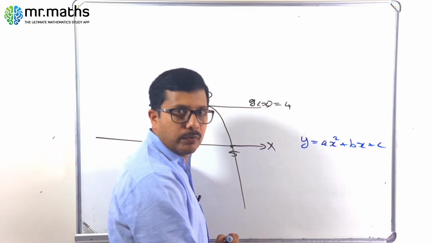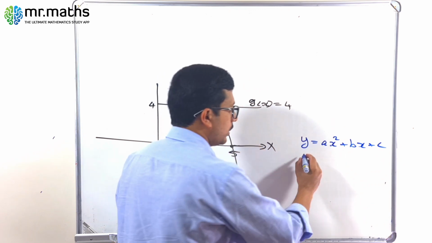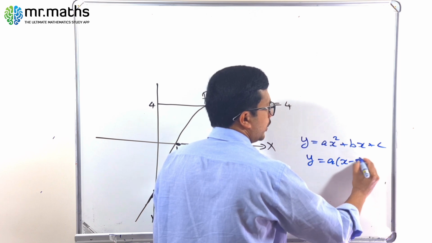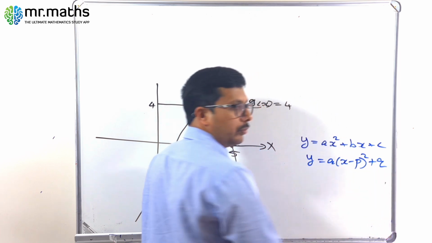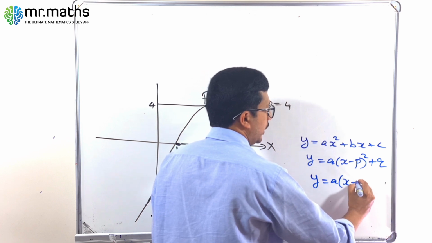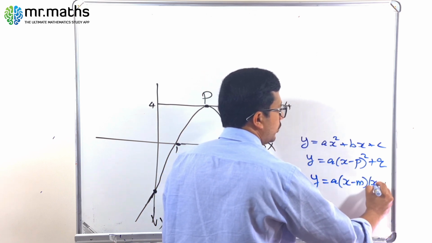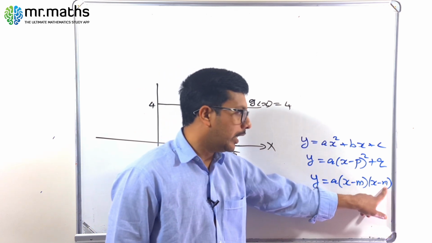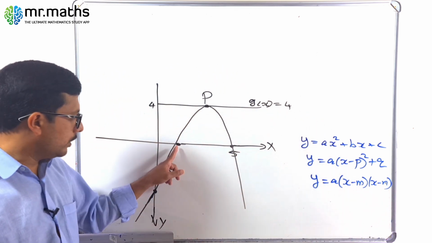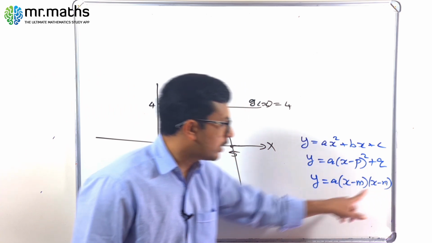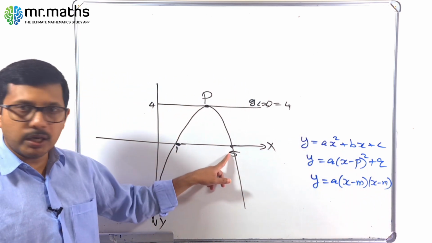This is the first one that you studied in small classes. The second one, y is equal to a into x minus b the whole square plus q, you studied last year. And what is the third one? y is equal to a into x minus m into x minus n, where this m and n stand for the x-intercepts, this 1 and 5.